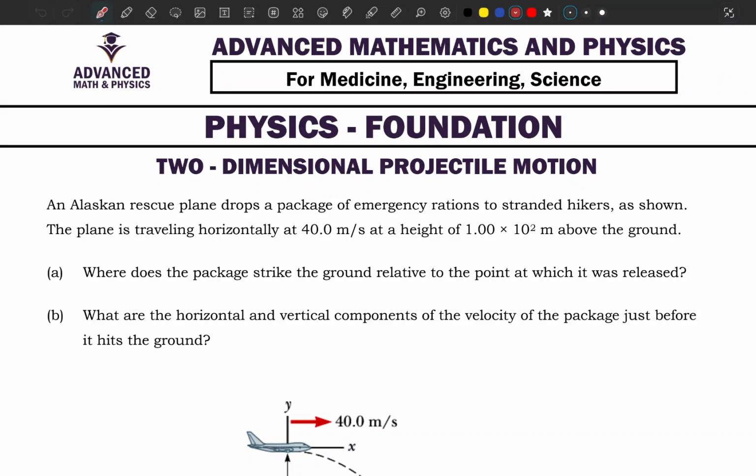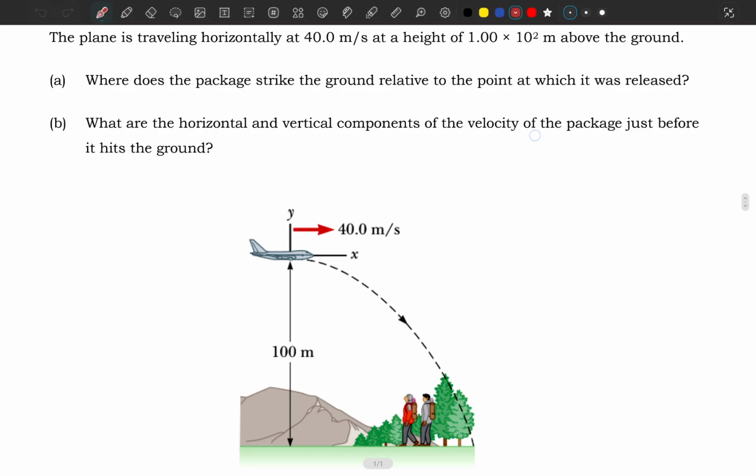Welcome to this video. We are going to look at a two-dimensional projectile motion question. It's very interesting. It says an Alaskan rescue plane drops a package of emergency rations to stranded hikers as shown. The plane is traveling horizontally at 40 meters per second at a height of 100 meters above the ground. Where does the package strike the ground relative to the point at which it was released?